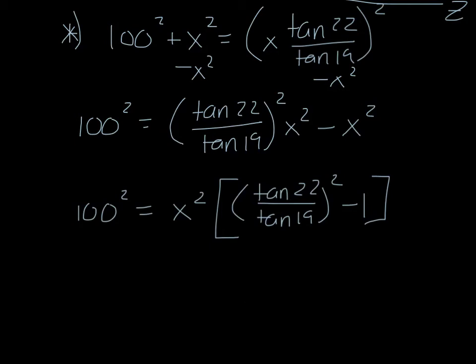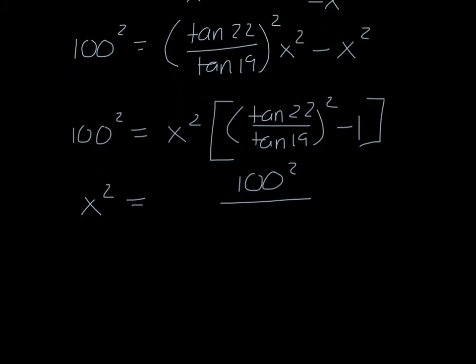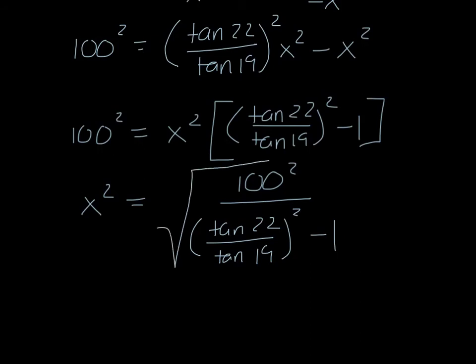We're almost there. Now I need to get x squared alone, so I'm going to divide both sides of the equation by this huge thing right here. Okay, and I'm going to rearrange so that x squared is now on the left, so we get x squared equals 100 squared divided by tan 22 over tan 19 squared minus 1. And the last step to get x alone is just to take the square root of this thing right here, right? And that's going to give me x.